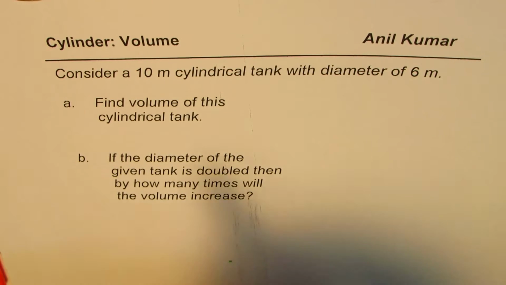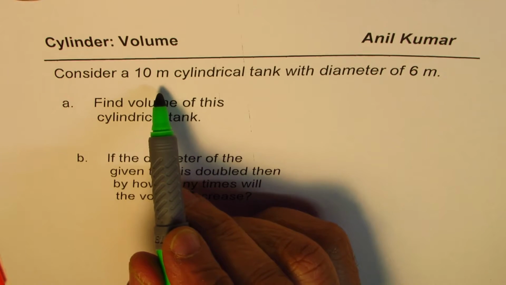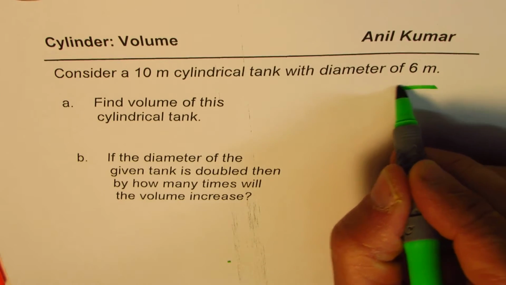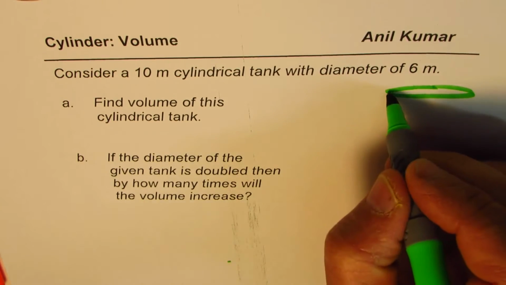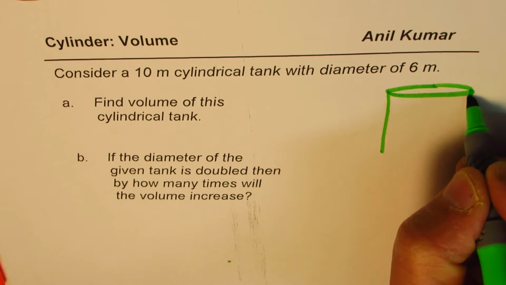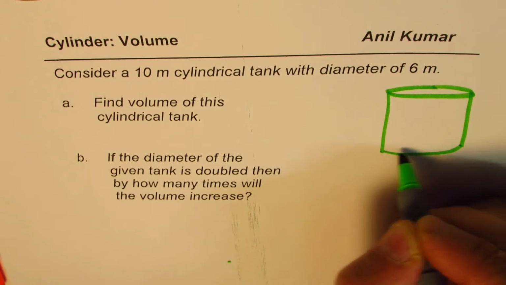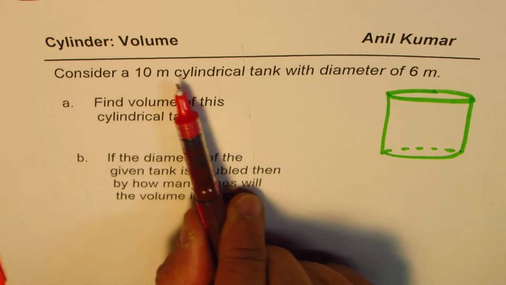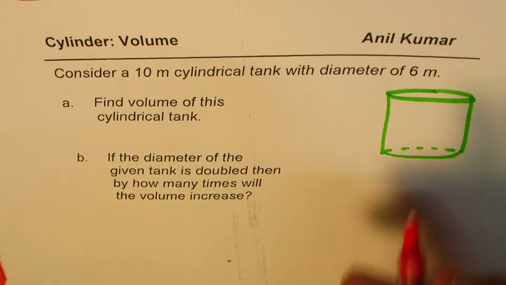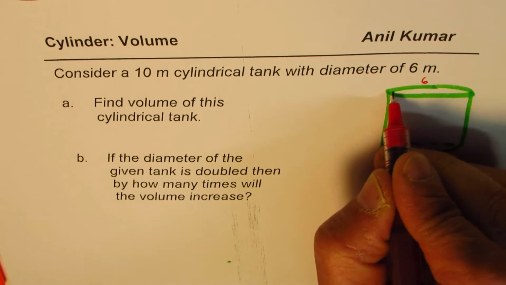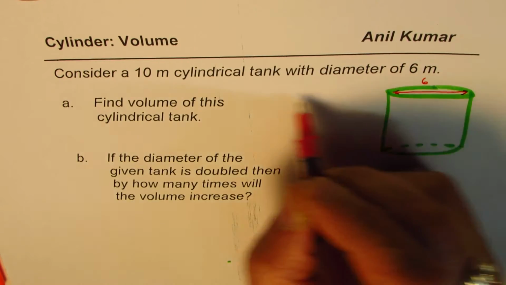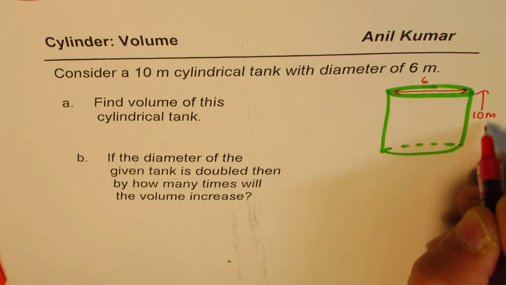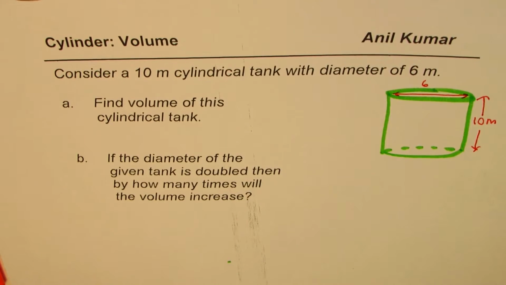The question is, consider a 10-meter cylindrical tank with diameter of 6 meters. So what are we given here? The diameter is 6, so this much is 6, right? And 10 meters is the height. So that is what is given to you.